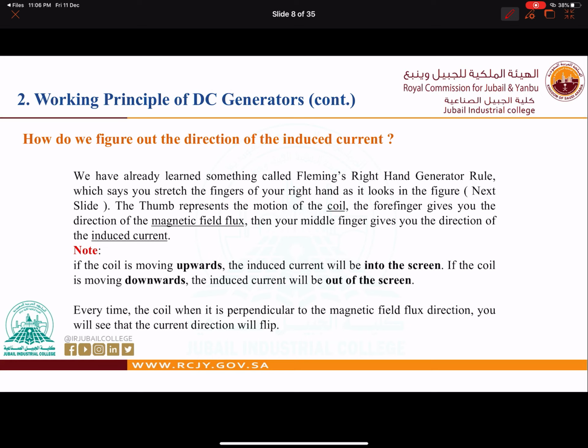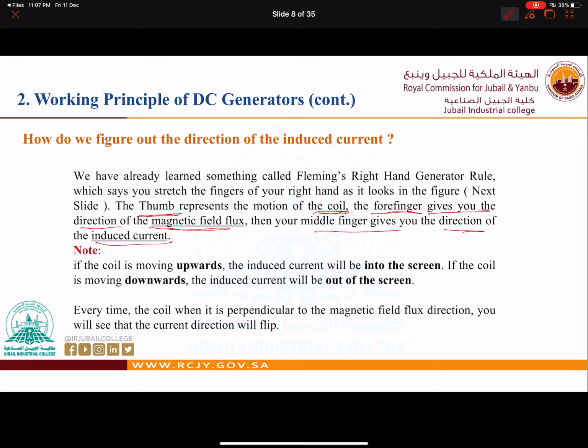Okay, so we have already learned something called Fleming's right hand generator rule, which says that when you stretch the fingers of your right hand, as it looks in the figure on the next slide, the thumb represents the motion of the coil. The forefinger gives you the direction of the magnetic field flux. Then the middle finger gives you the direction of the induced current.